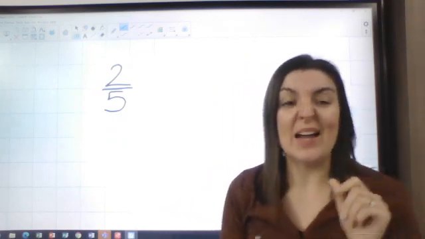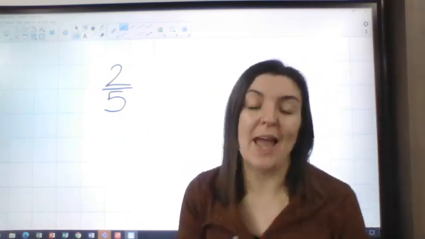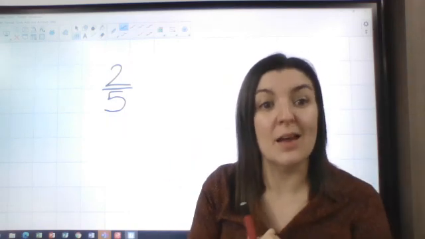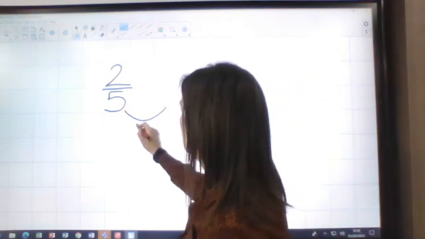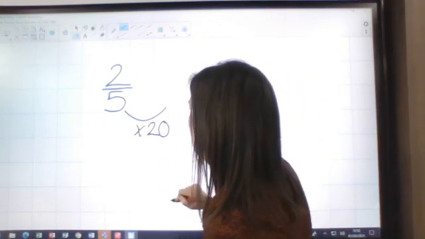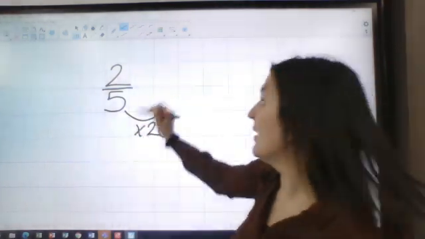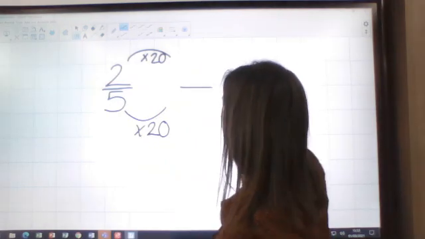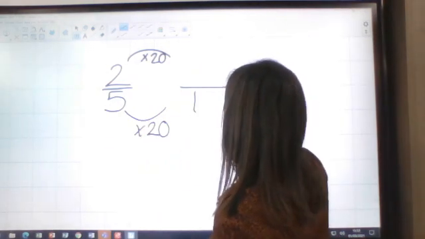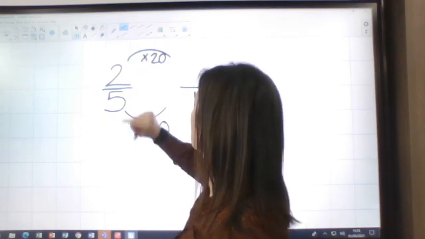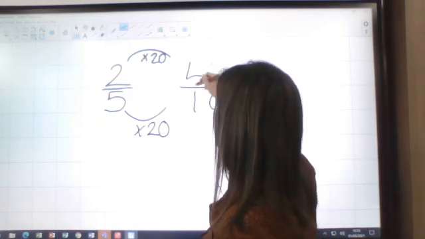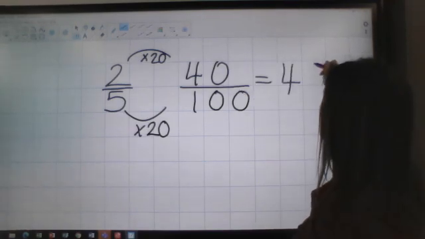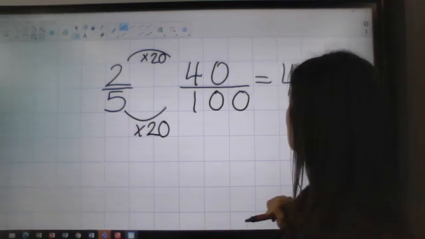Now I know that I'd do 5 times 2 to get 10. So 5 times 20, because it's 10 times bigger, would be 100. So multiplied by 20. If I've done that to the denominator, I've got to do the same to the numerator. 5 times 20 is 100, and then 2 times 20: 2 times 2 is 4, plus my 0, that would be 40. Now I've got it out of 100, it would be 40%.